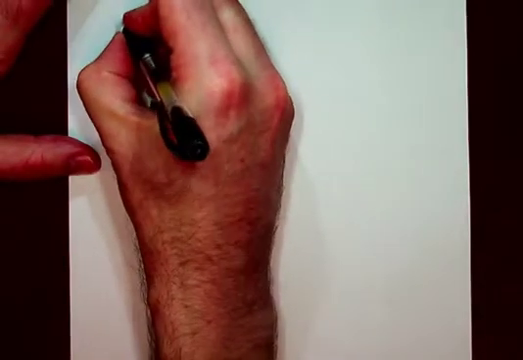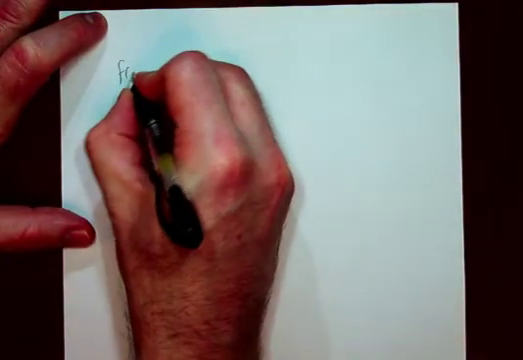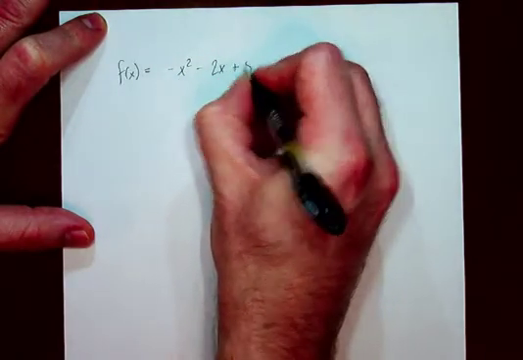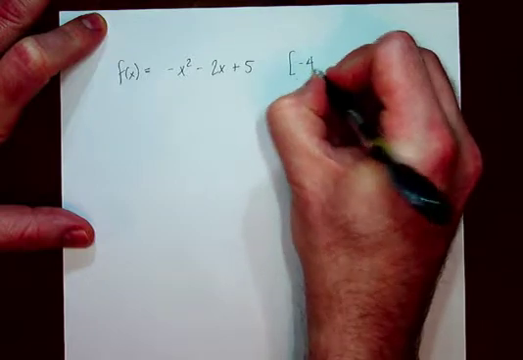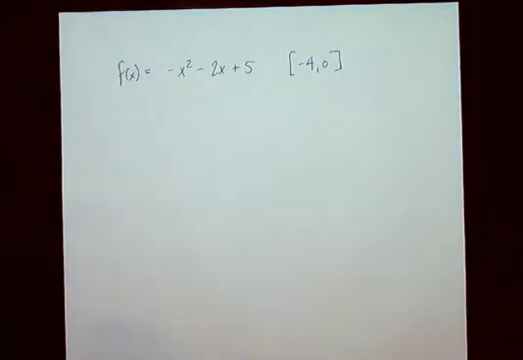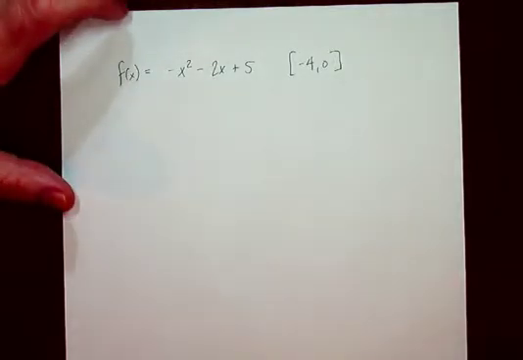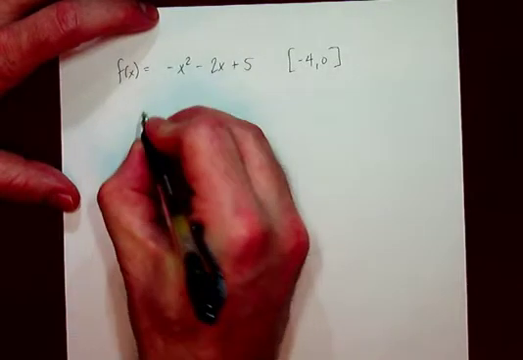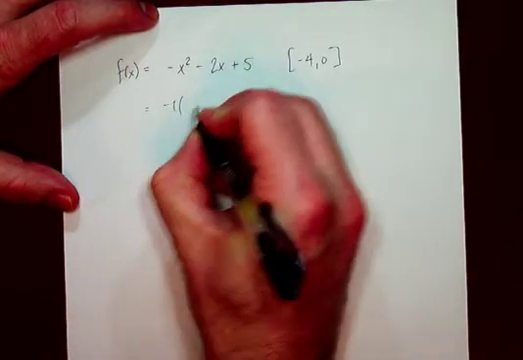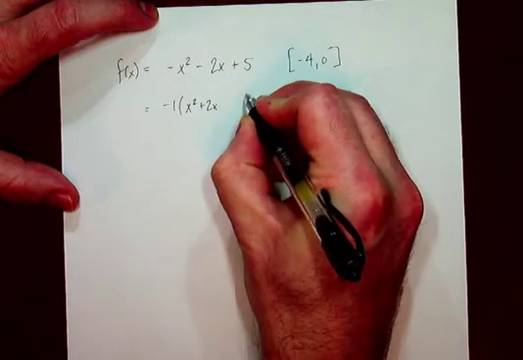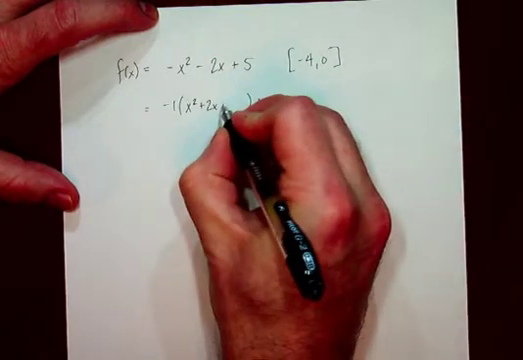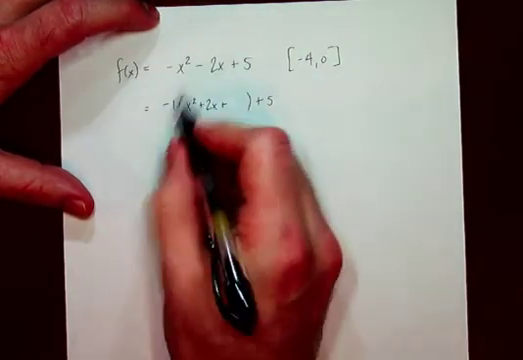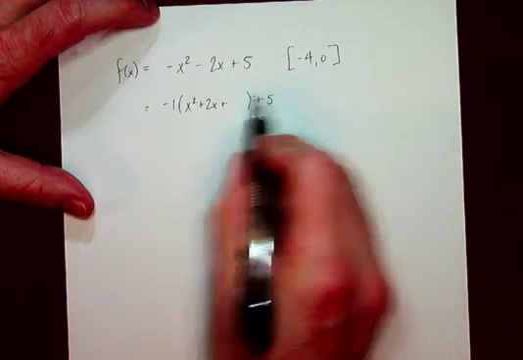Let's say that I am given the function f of x is equal to negative x squared minus 2x plus 5, and we're dealing with it on negative 4 to 0. Now, you should know what this looks like generally. It's a downward facing parabola, and if I wanted to find exactly what it looks like, I would do a little bit of completing the square in order to get it into vertex form. Basically group the first two terms, factor out the leading coefficient, and push the constant over to the side.